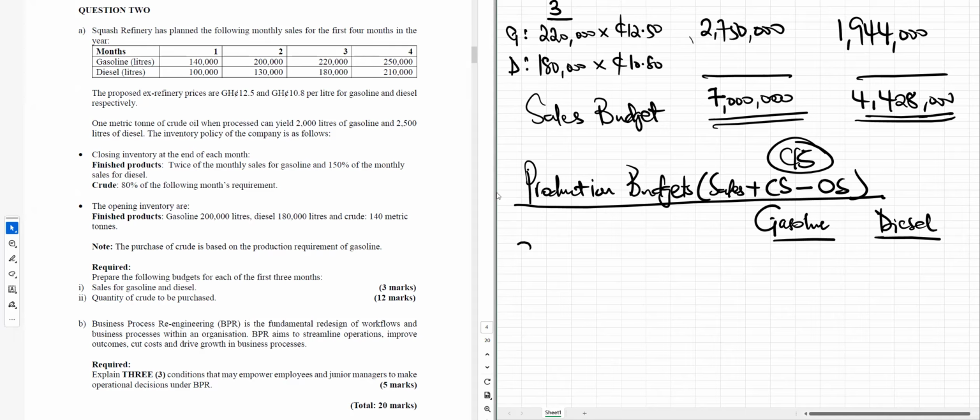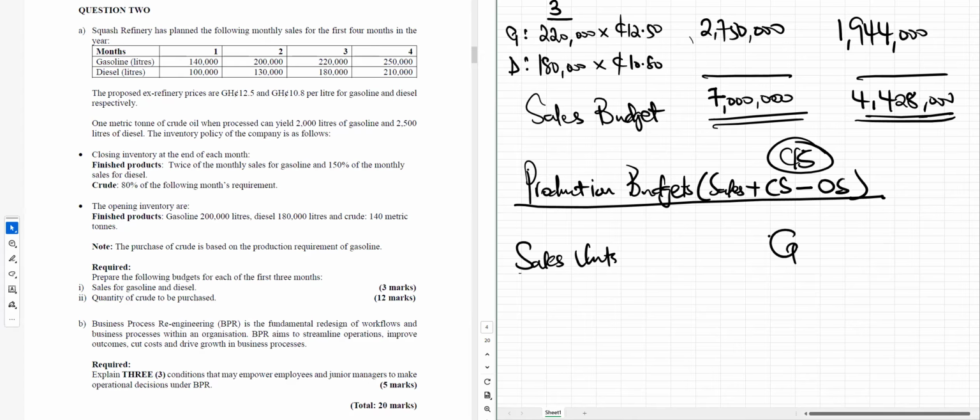We know our sales units, we have it already. This one, we have to do it separately, so arrangement doesn't matter. When we pick gasoline, we deal with it, then we pick diesel. So that we can have month 1, month 2, and month 3.